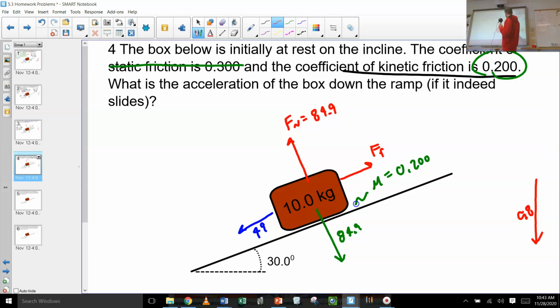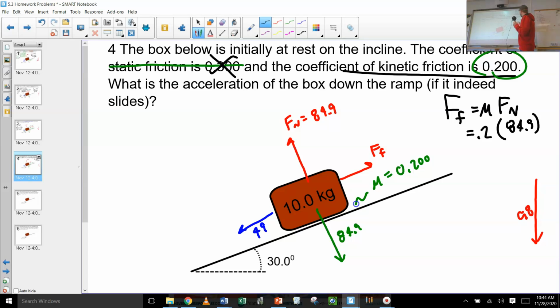Friction is slowing me down. The force of friction is going to equal the coefficient times the normal. The coefficient, I'm going to use 0.2. I don't use 0.3. I'm going to use 0.2 because we already know it's sliding. So once we know it's sliding, don't ever use that static coefficient of friction again. And the normal force is 84.9. So 0.2 times 84.9 is going to be like 16.98, or 17, significant figure-wise. So my force of friction, 17.